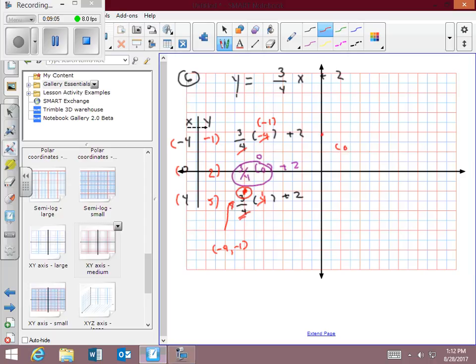This is going to be (0, 2). The next one is (4, 5). And it looks like I've done it right because that line is going through all 3 points. So that would be the graph of that line that would satisfy that equation.